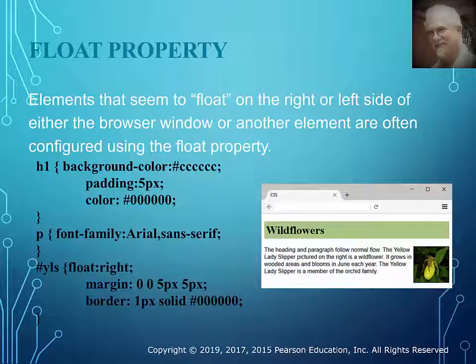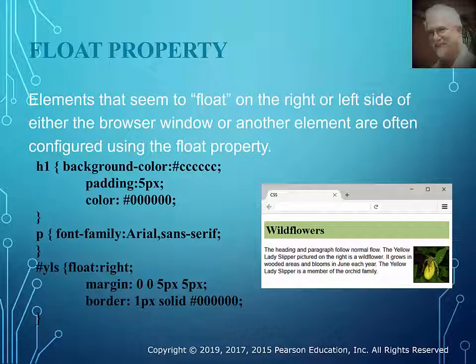Flow property. In general, things go from top, down, left, right. So if you have a picture in there, it's normally just going to hang on the left. That's the normal flow. If you don't want it to be on the left, you have to tell it to go somewhere else. And you can only do a couple of things. It's left and right. So if you look down at the bottom here at this ID YLS, it says float right. That's good. So it goes to the right margin.